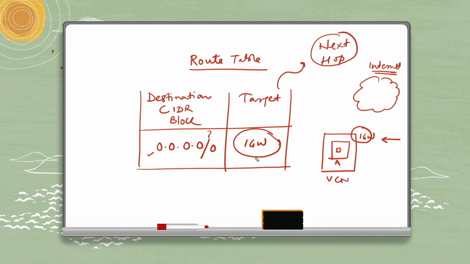Some other allowed types of target for a route rule. Just to mention a few, it can be service gateway, it can be NAT gateway, it can be dynamic routing gateway, it can be local peering gateway, it can be a private IP, right? I will show you that list. But I hope you understand what is a route table and how does it look like.